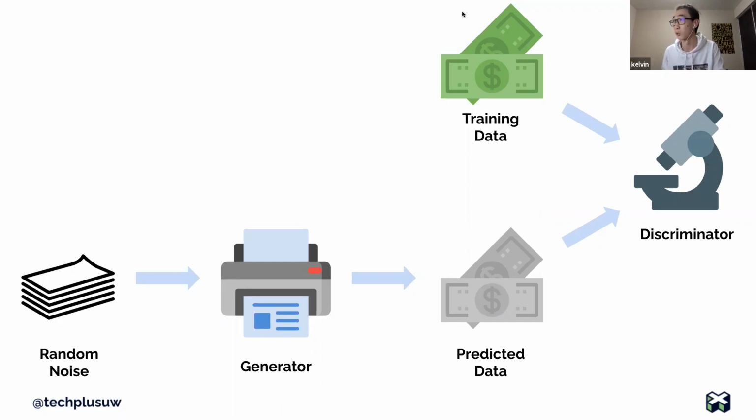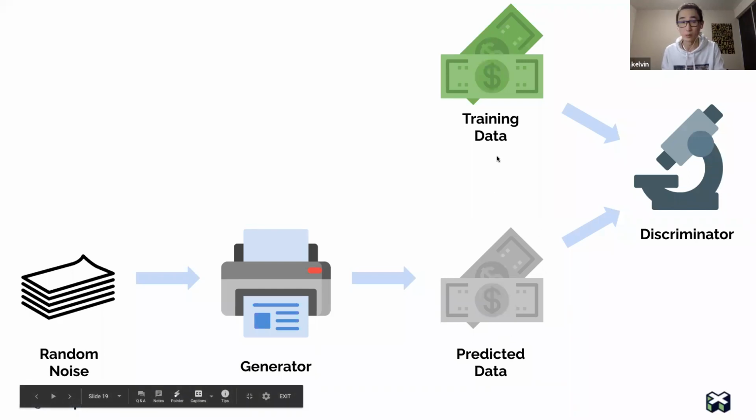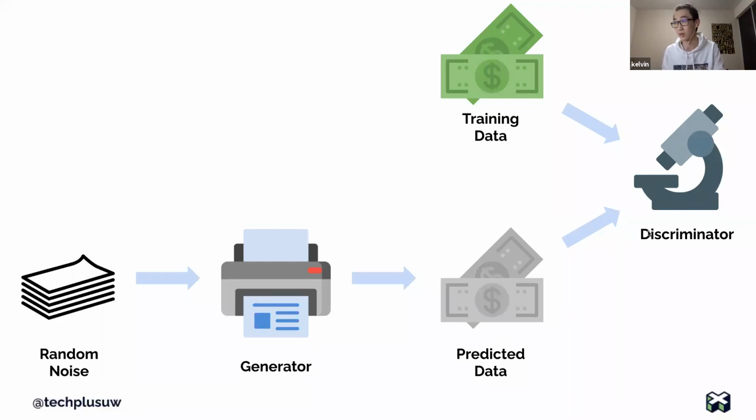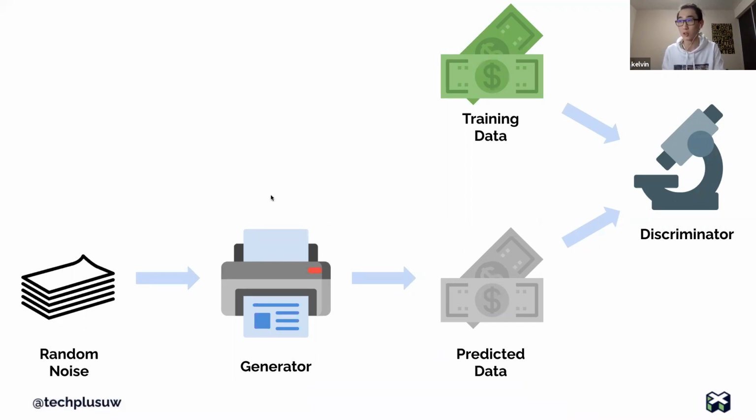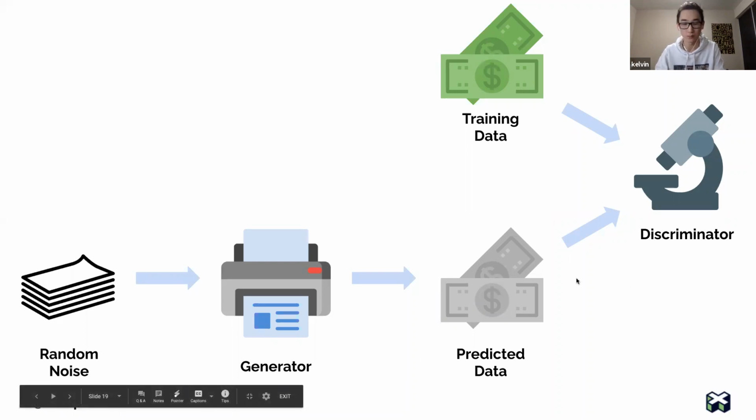We also have some real images from the training data that we want to learn from, and we feed that into the discriminator. So we feed in the real training data as well as our fake generated data. We feed these both into the discriminator, and the discriminator learns to tell them apart. The generator is learning to generate images as close as possible to the training data. So we are trying to learn these two models in conjunction.